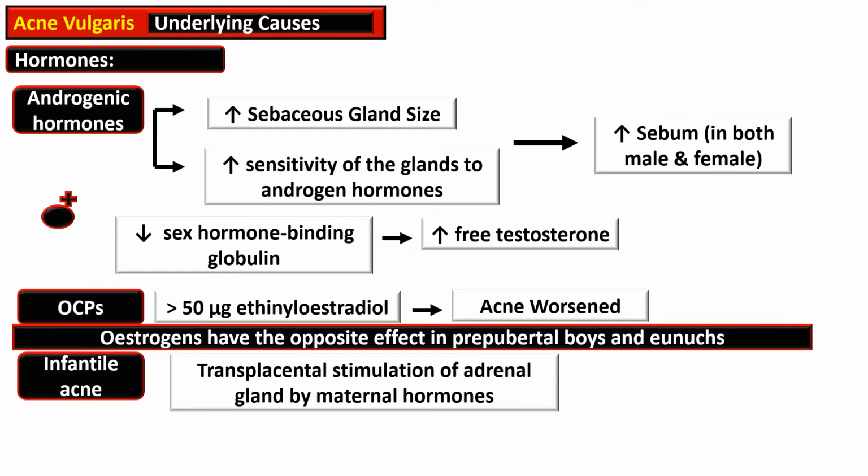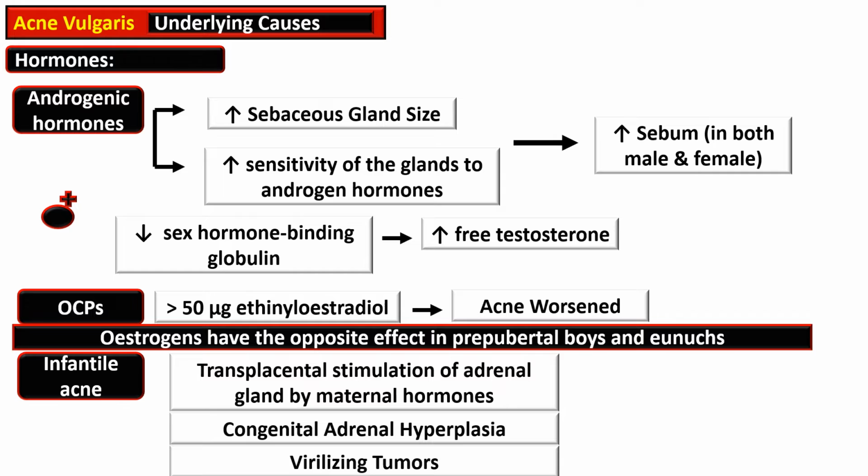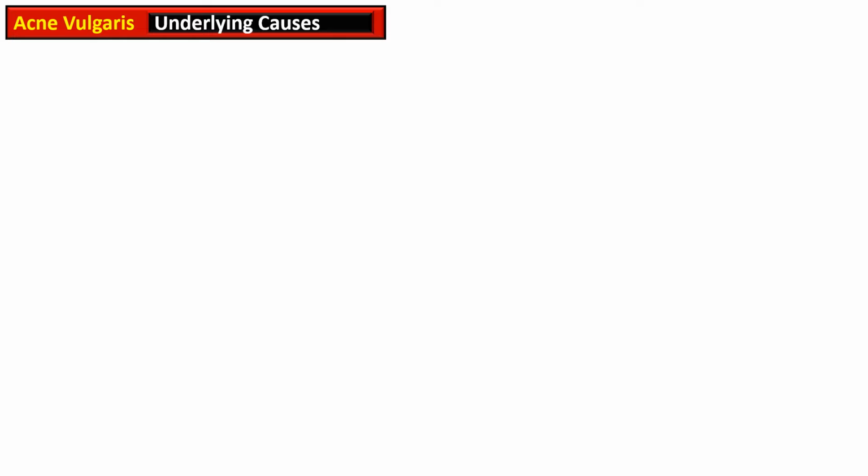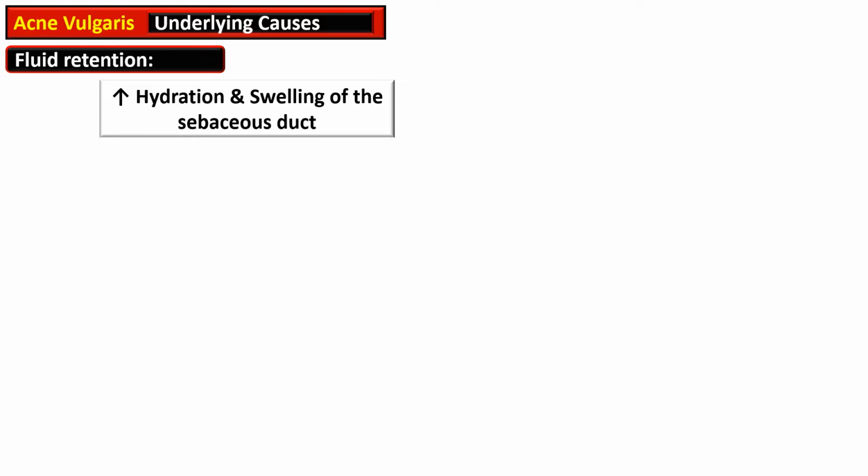Infantile acne occurs during the first few months of life, and it is commonly due to transplacental stimulation of the adrenal gland by maternal hormone, and rarely it is due to congenital adrenal hyperplasia and virilizing tumors. The premenstrual exacerbation of acne is thought to be due to fluid retention, leading to increased hydration and swelling of the sebaceous duct. Sweating also worsens the acne, probably by the same mechanism.